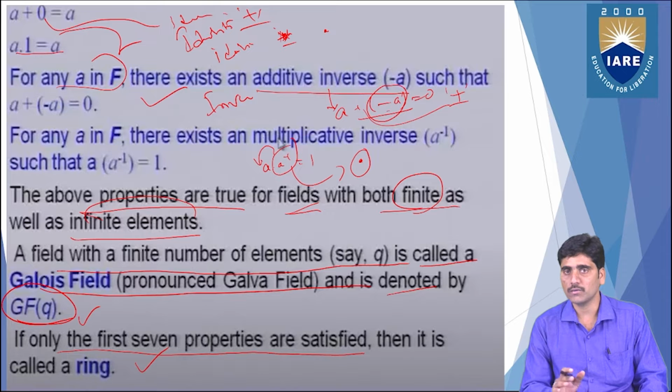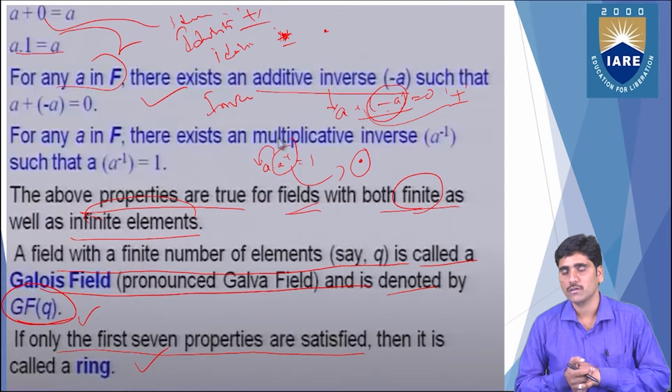Why are we talking about this? All these fields are used to generate different types of codes. To generate the different types of codes from the generator matrix, we must follow these Galois field rules.